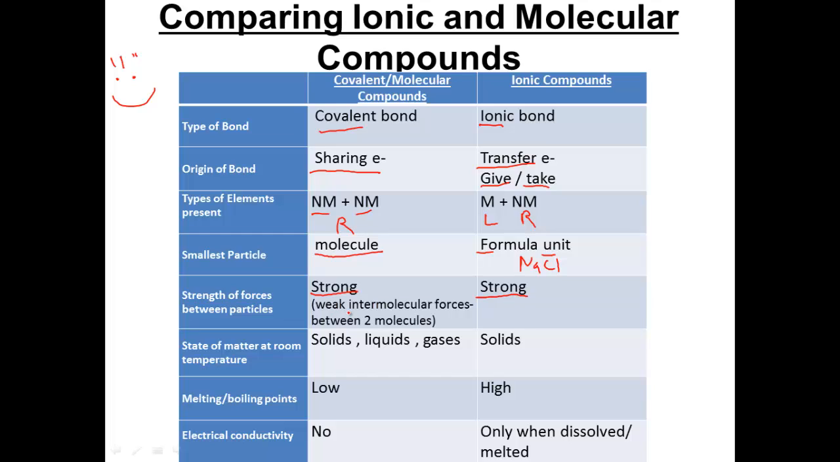However, weak intermolecular forces hold the two molecules together. State at room temperature: because of those weak intermolecular forces, solids, liquids, or gases for covalent compounds. Strong forces hold ionic bonds together, always solids at room temperature. Low melting points because they could be solids, liquids, or gases for covalent. High for ionic compounds because they're all solids. Cannot conduct electricity under any situation. Only if they're dissolved or melted can the ionic compounds conduct, because they make that plus minus interaction through which the electrons are allowed to flow.